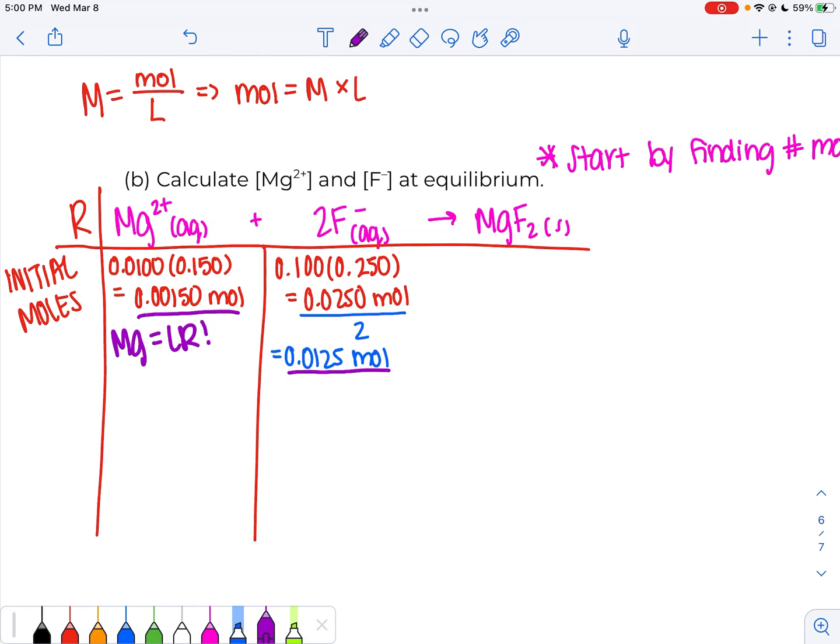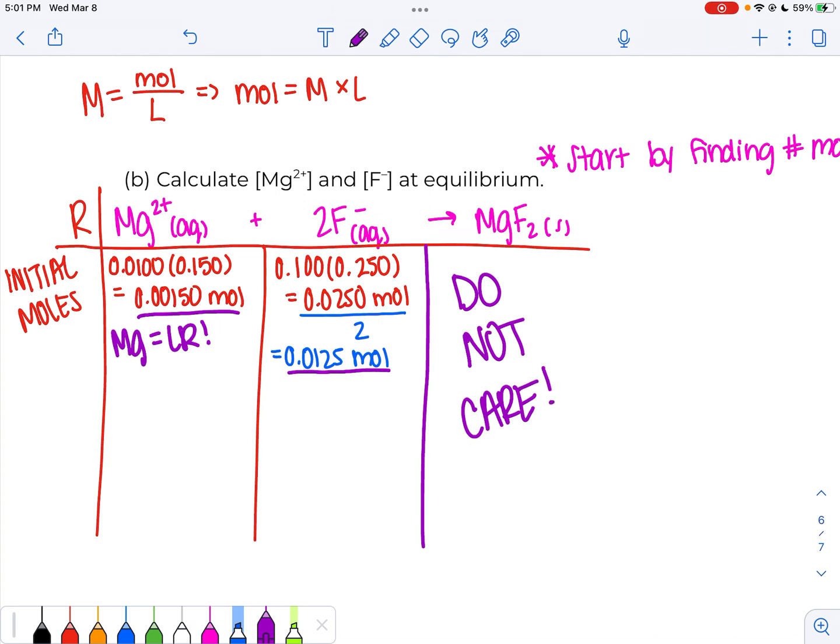So this is basically like a BCA table that we're making, but I'm just doing some of the work for the limiting reactant inside of the table. The other thing is we want to calculate magnesium ion and the fluoride ion concentration, which means we literally do not care about the magnesium fluoride here. Don't do anything with it. No one cares. Sorry, magnesium fluoride, you are the weakest link. No one matters. Okay. So we got our initial number of moles here for magnesium and for fluoride.